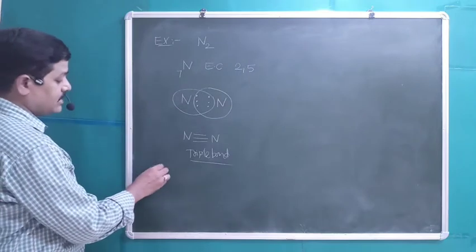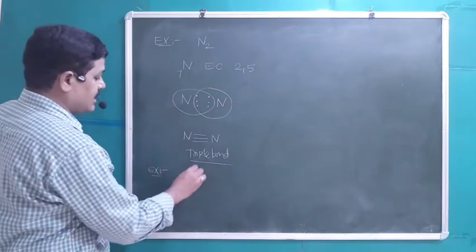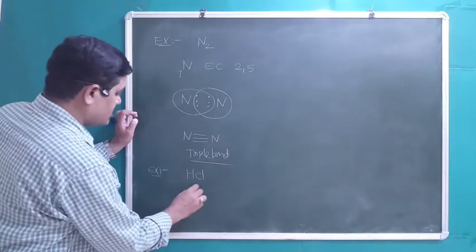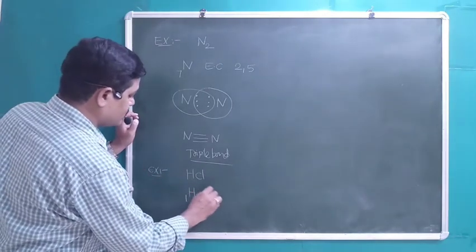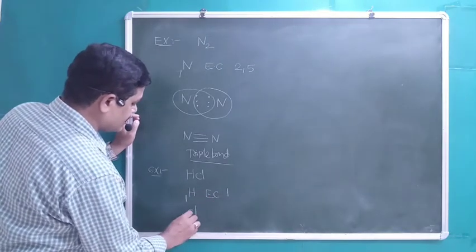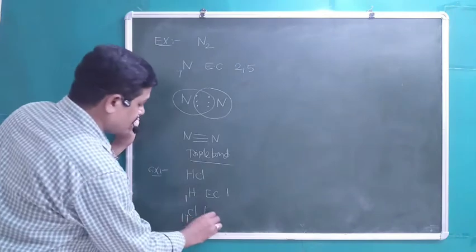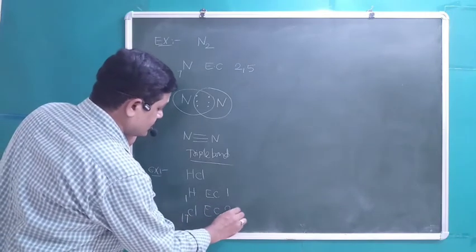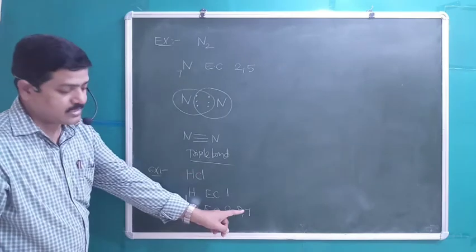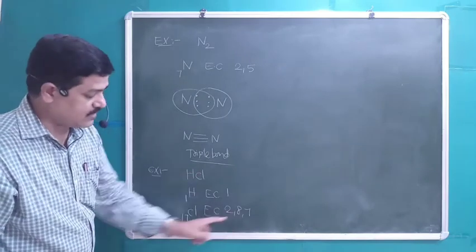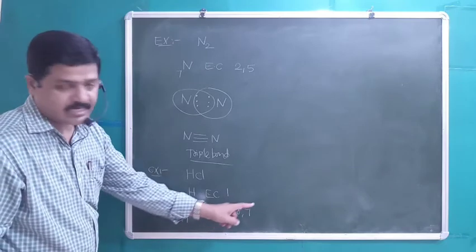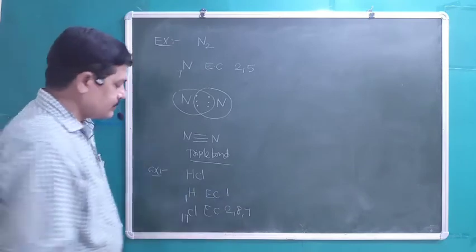One more example we will take is HCl, hydrogen chloride. Hydrogen has atomic number 1, and its electronic configuration is 1. Chlorine has atomic number 17, and its electronic configuration is 2, 8, 7. Okay, 2 plus 8 is 10, 10 plus 7 is 17. The electronic configuration is 2, 8, 7, right?